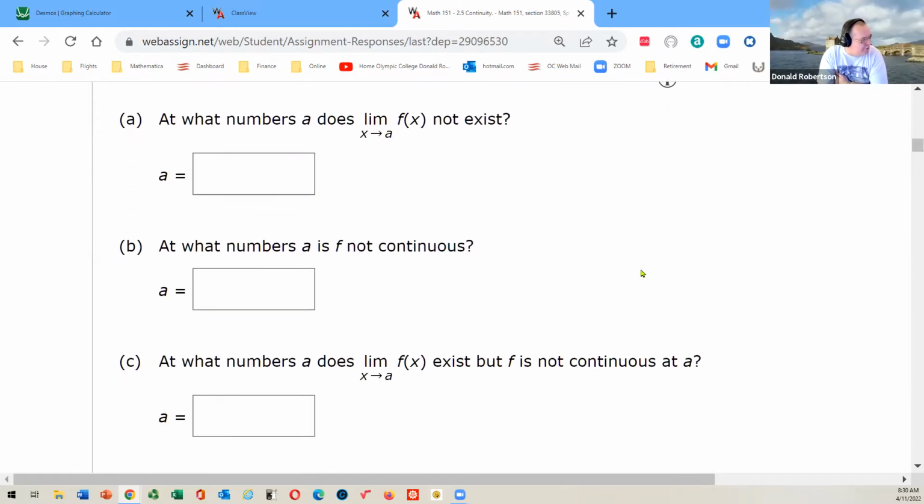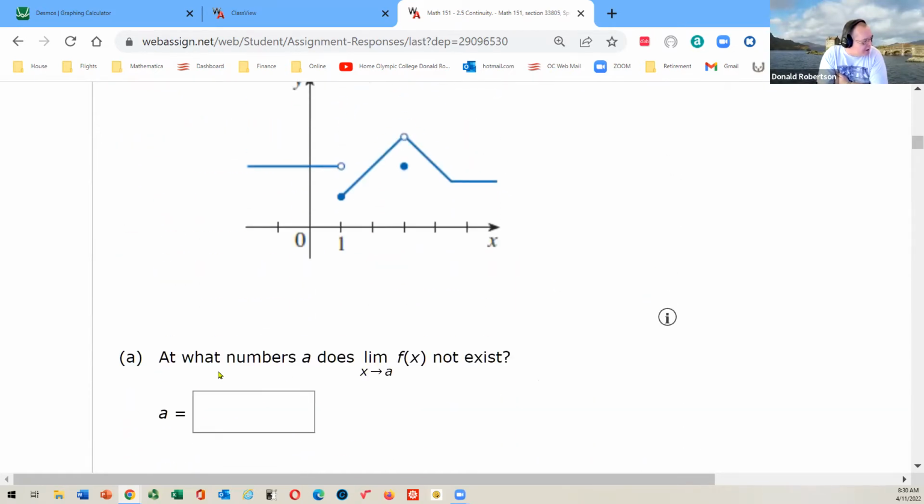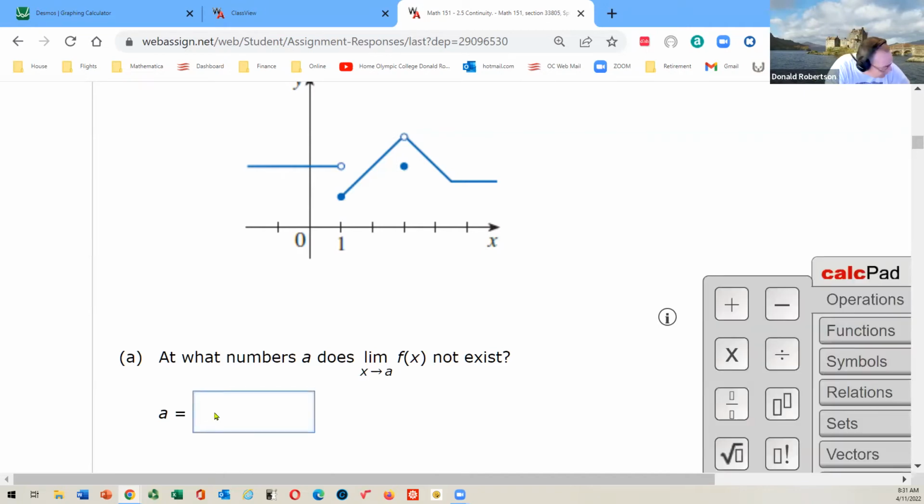Now, let's look at their questions. I might have to shrink this a little. At what numbers a does this not exist? Well, when the overall limit does not exist is not the same thing as discontinuity. I'll give you an example. At x equals 1, would you agree the overall limit does not exist? Because the left limit would be here and the right limit would be here. So x equals 1 is correct.